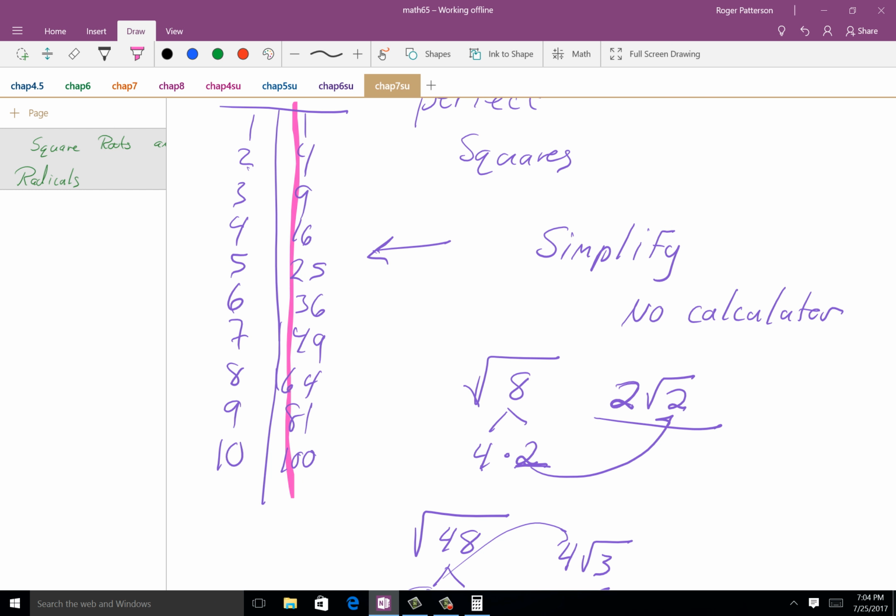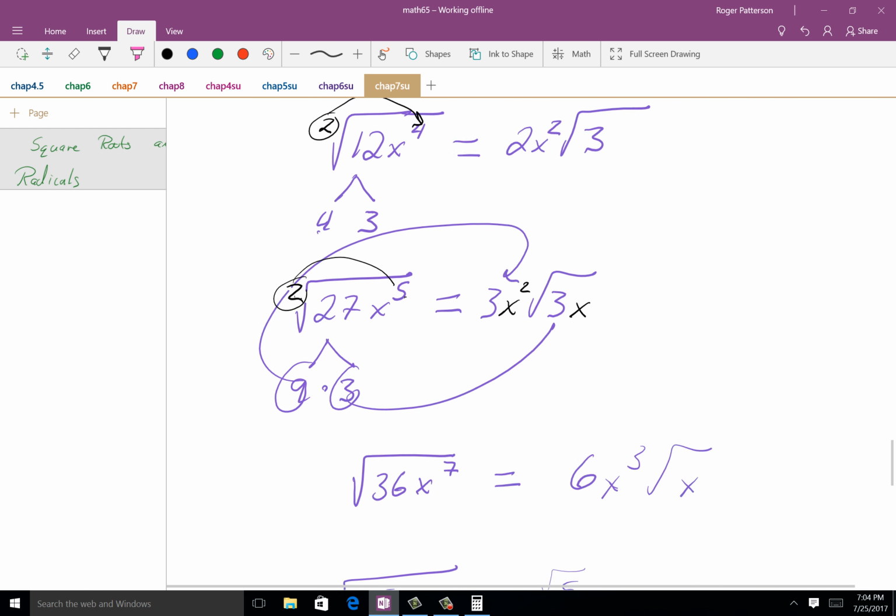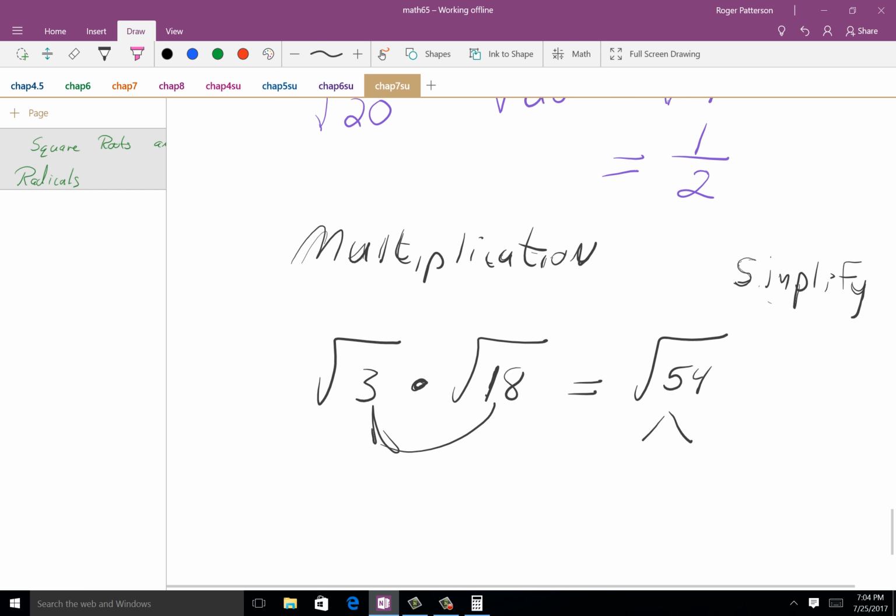Remember, we're looking at those numbers: 1, 4, 9, 16, 25, 36, 49, 64, 81, and 100. 9 does. 9 does. Okay. So 9 goes in there how many times? 6. It's good to know your multiplication table in this case.